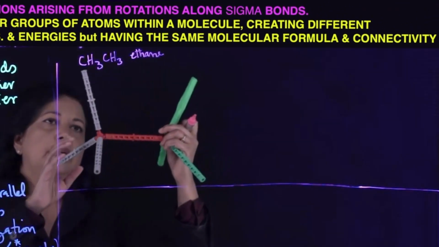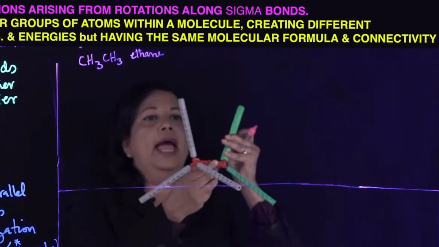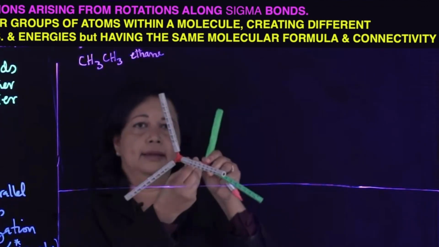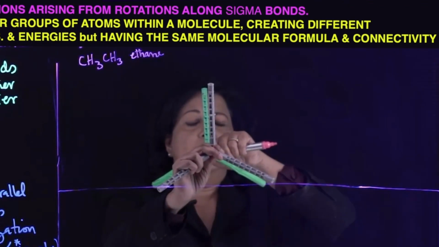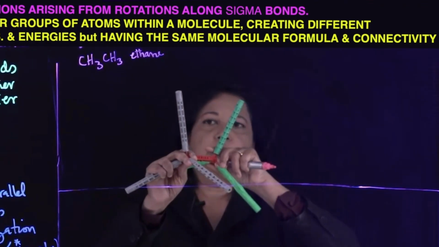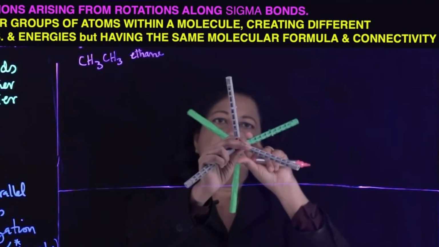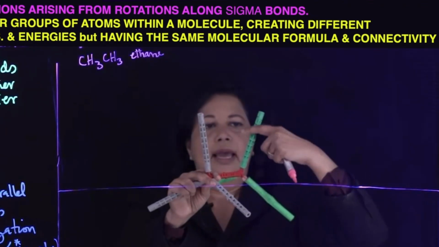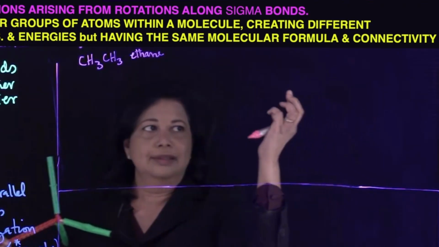So here, this is called a sawhorse projection. Again, the angle between this and this is called the dihedral angle. If you keep it like this, you can see the dihedral angle is 0. Now the angle between these two, the dihedral angle theta, is 60. So that's what we mean by dihedral angle. It's between this bond and this bond, and it's easier to see in a Newman projection.